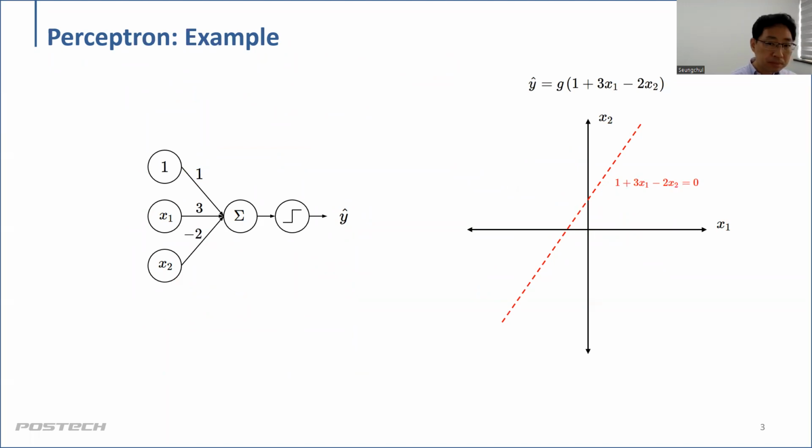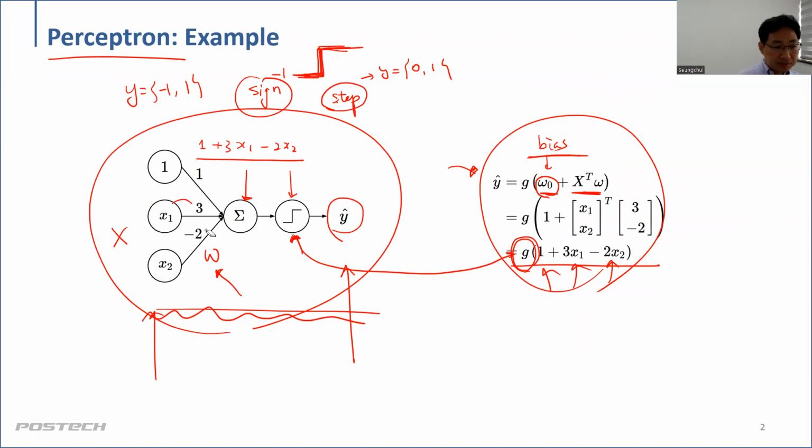Professor, I have one question. Sure. How do we know the value of y? If g of 1 plus 3x1 minus 2x2 is positive, it's equal to 1, and if negative, it's equal to -1, or? Oh, I see. Okay, I see what you got. Let me see.